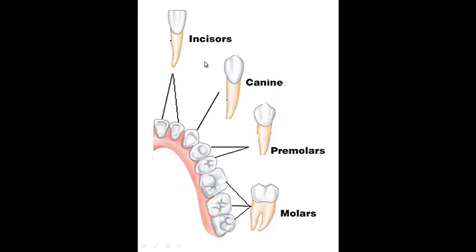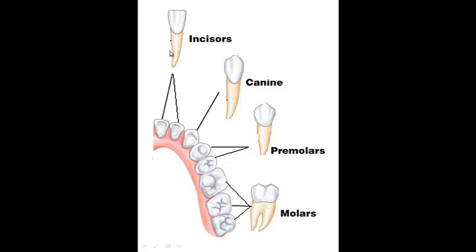This is how they look like. Incisors for cutting and biting food. Canines for tearing food with a sharp end. Premolars and molars for chewing and grinding food.